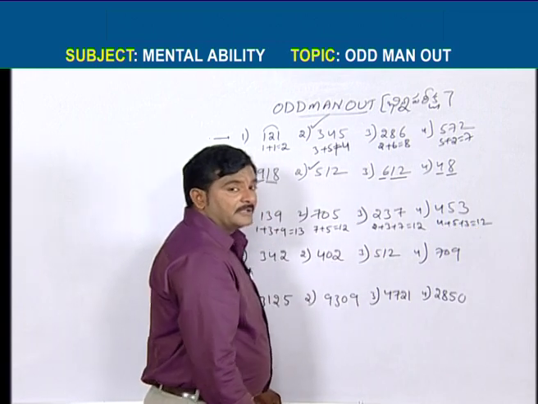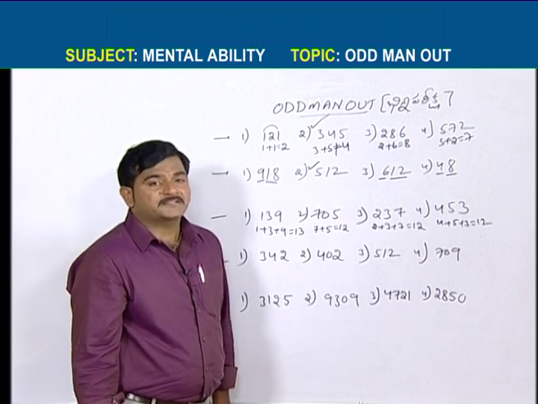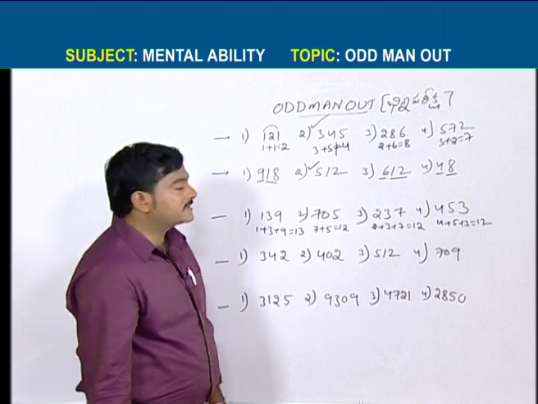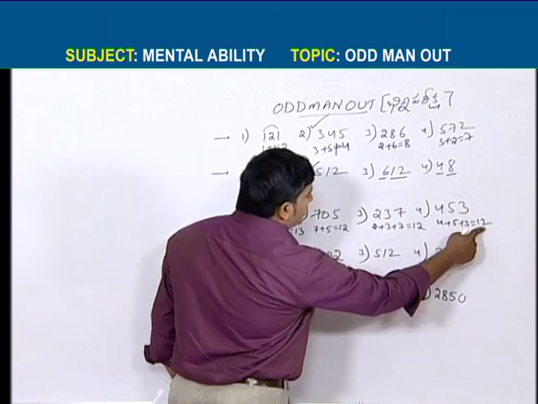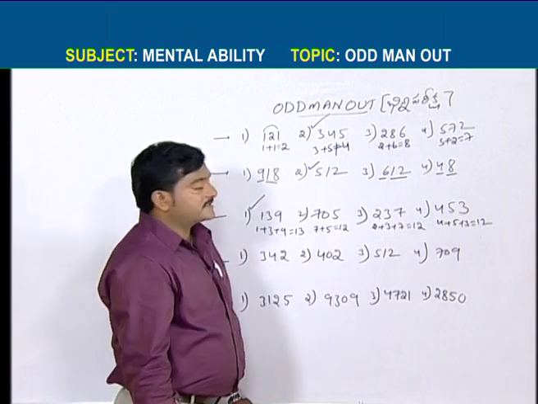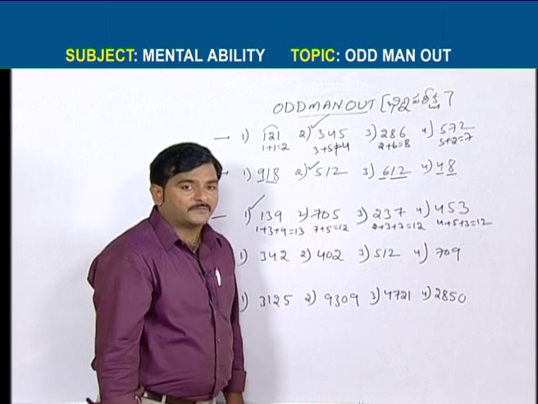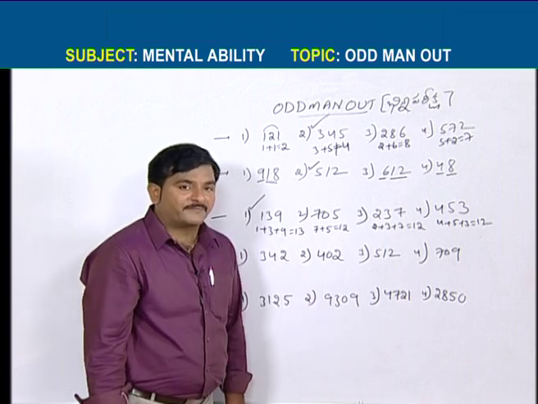What does it mean? In the remaining 3 options, the sum of the digits is the same. Here the sum of the digits is 12, here also 12, here also 12. But in this question, the sum of the digits is 13, not 12. Hence the answer for this question is the first option.